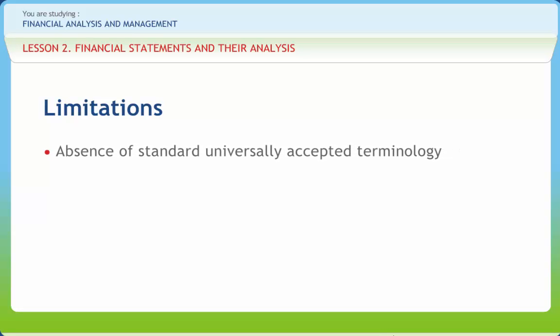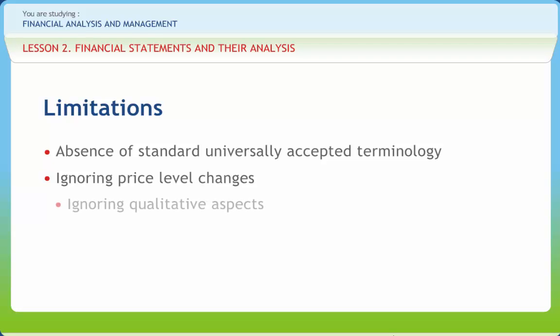Limitation of financial analysis. First is absence of standard universally accepted terminology. Financial analysis does not have standard universally accepted terminology. Different meanings are given to a particular term. Second is ignoring price level changes. Change in price affects cost of production, sales and value of assets, and as a result comparability comes under doubt.